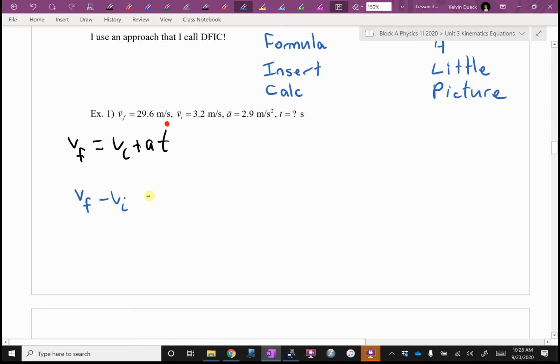Don't write this next bit down. In my Sesame Street imagination, I just imagine the AT dropping down like a domino. What am I trying to get by itself? How will I move the A over? How do I know? Divide the whole side by A. That equals T, but I'd prefer to go T equals, so I always just move it to that side.